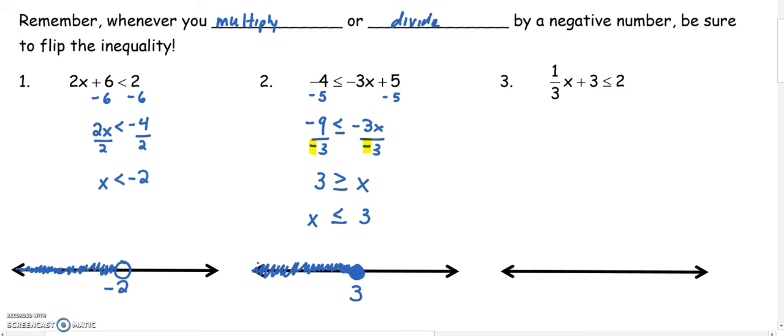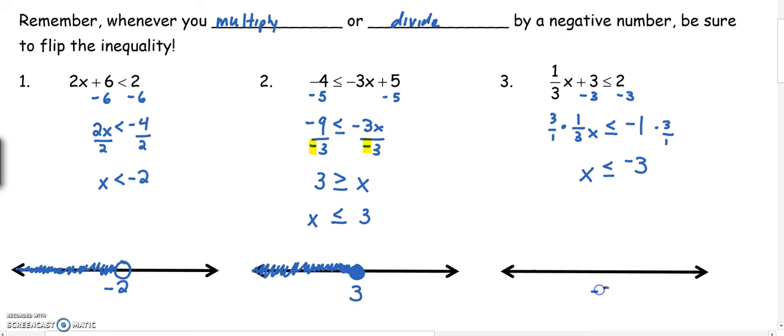Number 3, 1/3 x plus 3 is less than or equal to 2. So my first step here is to subtract 3 from both sides. 1/3 x is less than or equal to negative 1. Now there's a fraction in front of x. In order to get rid of a fraction, we multiply by the reciprocal. So we're going to multiply by 3 over 1 on both sides. So I get x is less than or equal to negative 3.